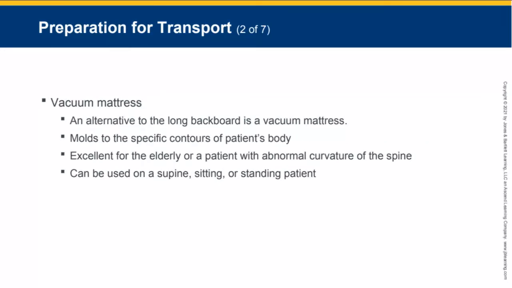Vacuum mattress. An alternative to the long backboard is a vacuum mattress. It molds to the specific contours of the patient's body, and this device is very good for your geriatric population. Excellent for the elderly or patient with abnormal curvature of the spine, can be used on a supine, sitting, or standing patient. And I have never seen one here in Jamaica. Never.